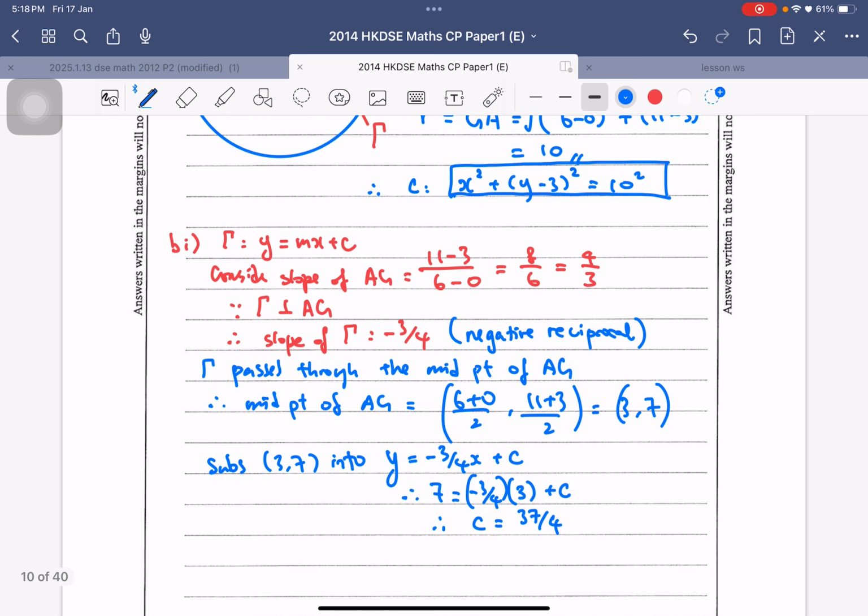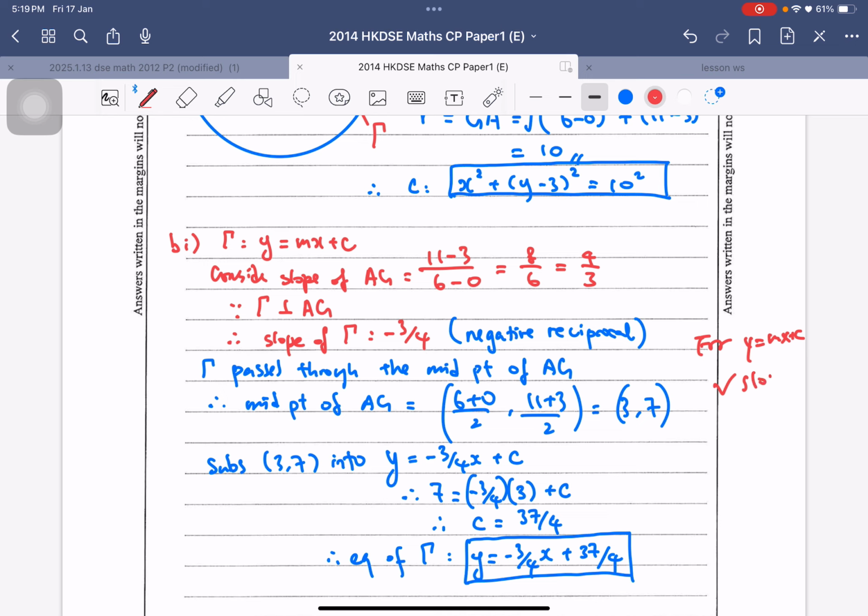Okay? Then we can say the equation of the torque is going to be y equal to negative 3 over 4 x plus 37 over 4. That's your final equation. Okay? So to conclude, for a straight line equation y equal to mx plus c, you must have a slope and a point. Okay? So that's how we solve the problem.